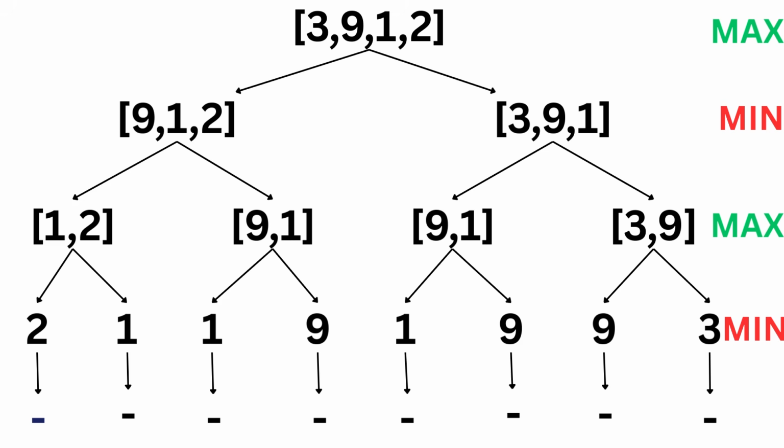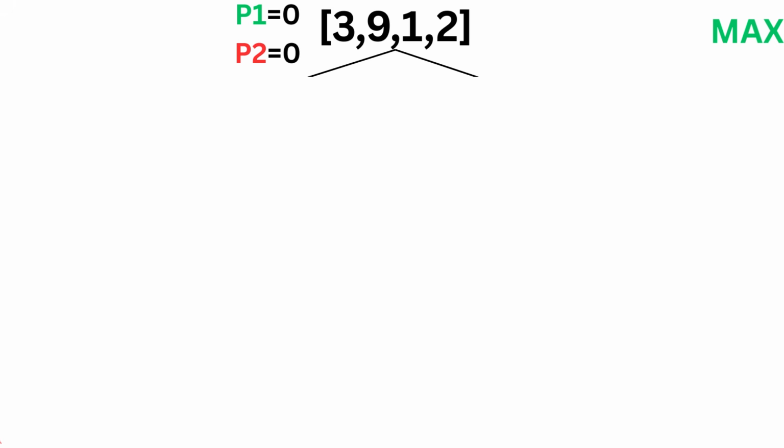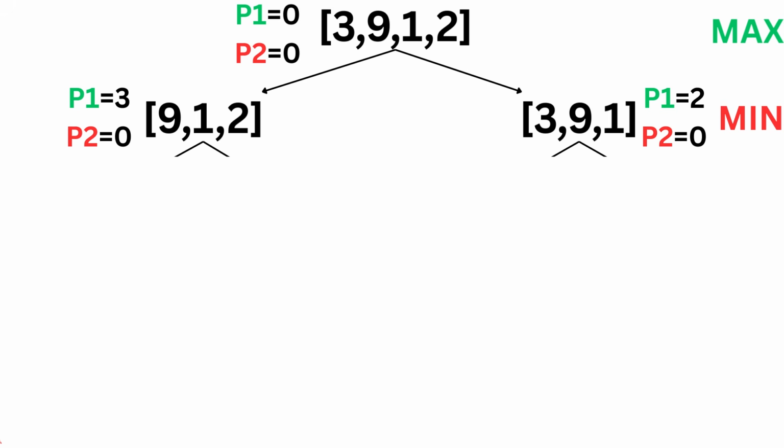But one thing is still missing: the scores of each player. As mentioned in the rules, if a player chooses a coin, its value is added to its total score. Now let's assign the player scores to each and every node. At the root node, player 1 and player 2 both have a score of 0. In the next step, when player 1 chooses 3, its score becomes 3, and if it chooses 2, its score becomes 2. And player 2's value is still 0 because its turn still has to come.